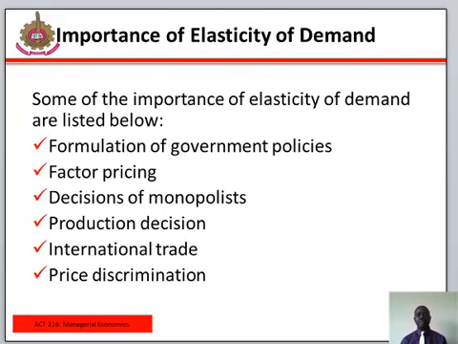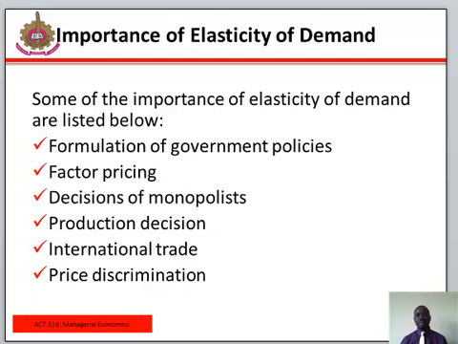Importance of elasticity of demand. Some of the importance of elasticity of demand are: 1. Formulation of government policy. 2. Factor pricing. 3. Decision of monopolies. 4. Production decision. 5. International trade. And the last one, which is number 6, is price discrimination. Let's now talk about them one after the other.